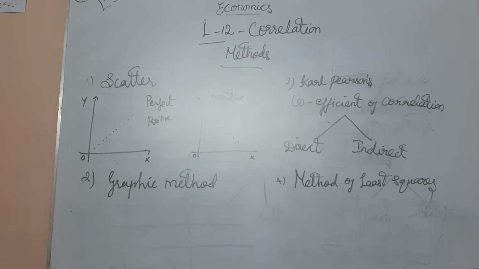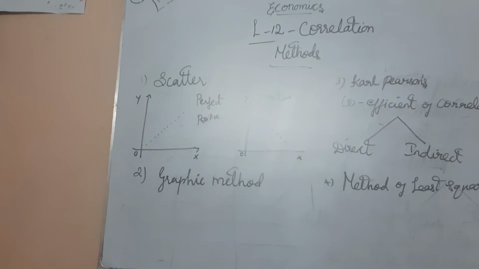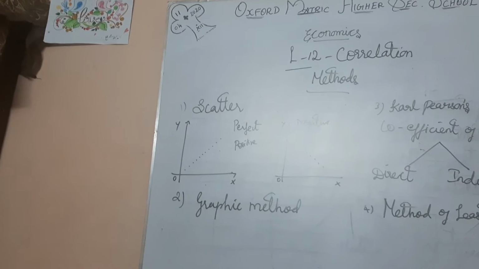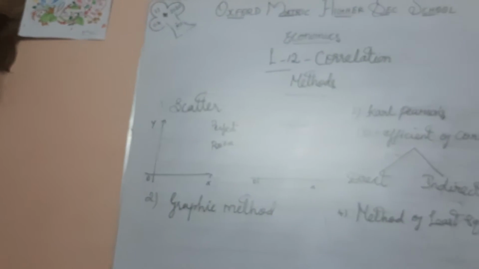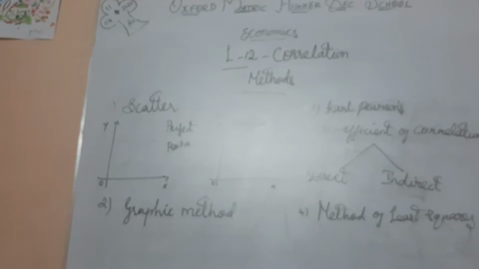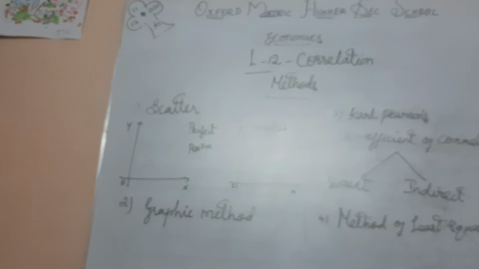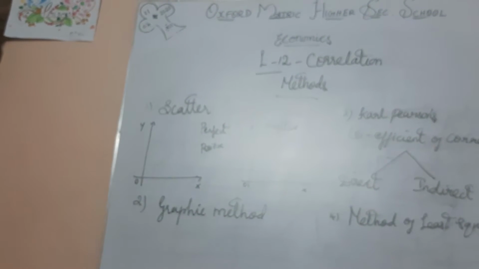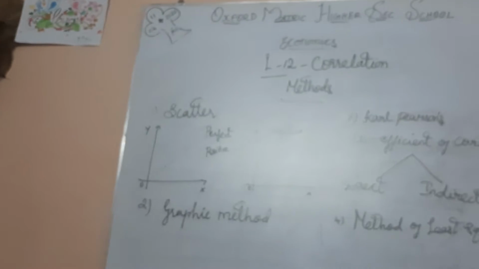First, we will learn the meaning of the scatter diagram method. A scatter diagram is a graph of observed plotted points where each point represents the values of x and y. In the graphical method, we use x and y as coordinates, and it portrays the relationship between these two variables graphically.